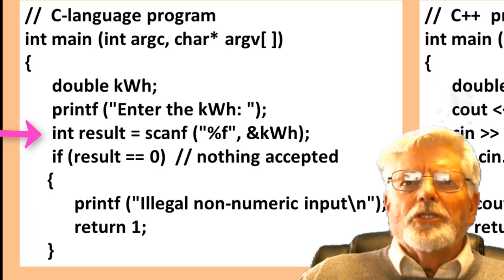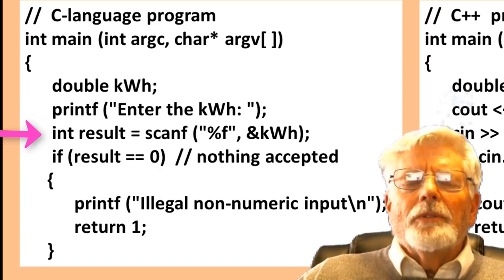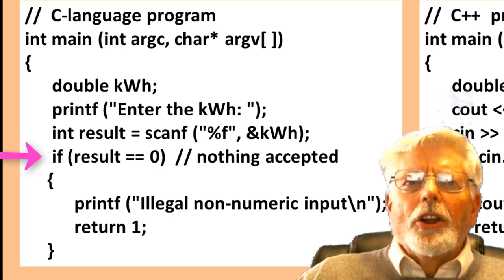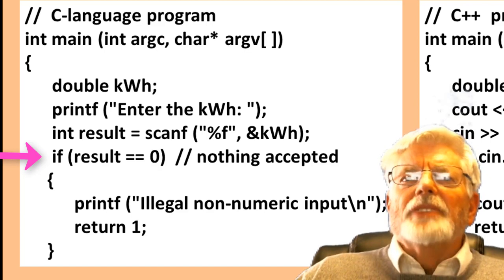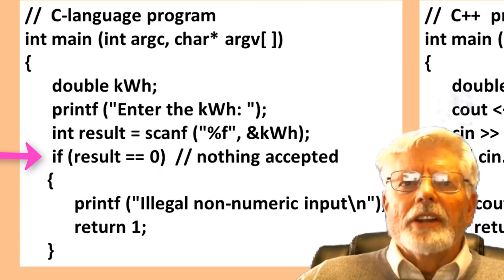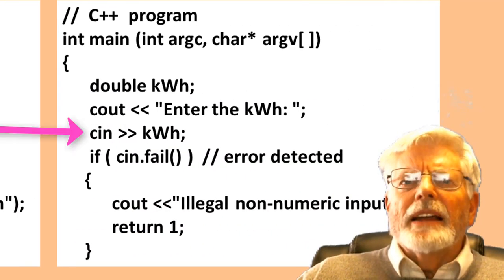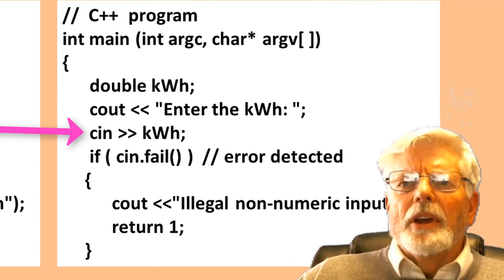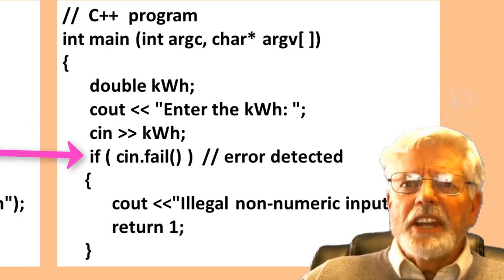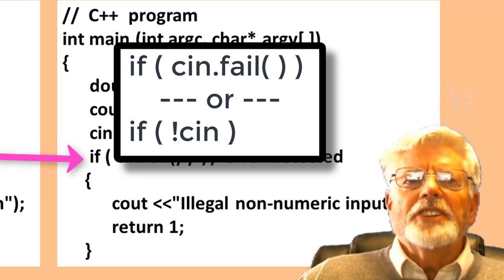Scanf in the C language returns a count of the number of data items that were input. We are expecting only one input for kWh. If the resulting count is not one, then an error occurred. You can either test the result and say it is an error if the result is not a one, or in this case, I am saying it is an error if the result is a zero. The cin in the C++ program sets a flag named fail that is set to true if an error occurred. In the C++ version of the program, I'm checking the flag by calling cin.fail, open close parentheses. Another way to check is if not cin.